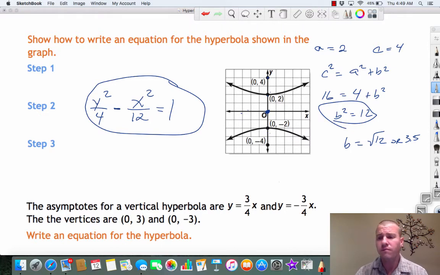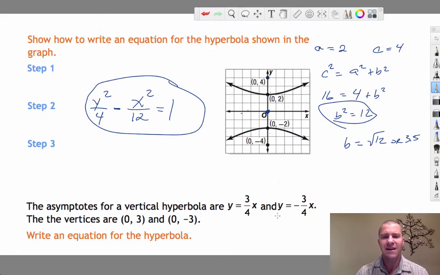So for this next one, it's giving me the asymptotes and the vertices, and I'm trying to write the equation. Well, because it gave me the asymptotes, I basically have that a and b. I just need to know which one's going to go first, and I can tell that from the vertices. The vertices are at 0, 3, and 0, -3. Because those are the vertices, it means that the graph is opening up like this, which means it is vertical, so my y is going to be first. And because it's a hyperbola, I have a minus, and again, it's always equal to 1.